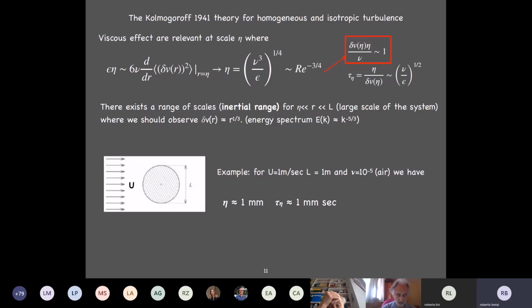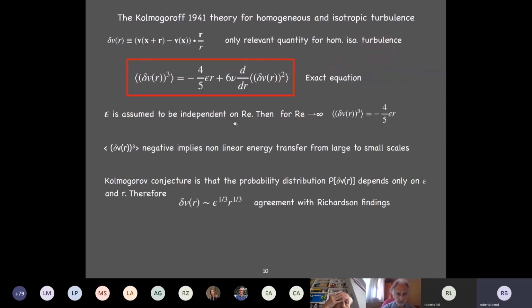Now let me open a small parenthesis. Most people think that the Kolmogorov theory was the prediction of the energy spectrum. In fact, this is not true. The energy spectrum goes like k to the minus 5/3 if you assume the scaling of the velocity field as in the previous slides, like r to the 1/3. The real prediction of Kolmogorov was this exact equation, and if you want to know if a field looks like Kolmogorov turbulence or not, you only have to compute the third-order structure function.